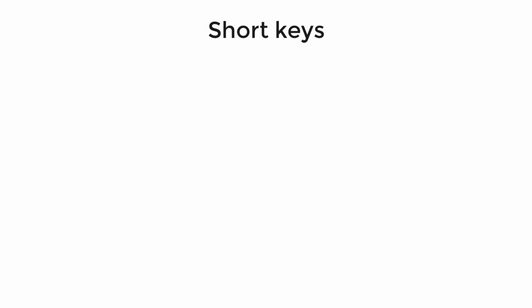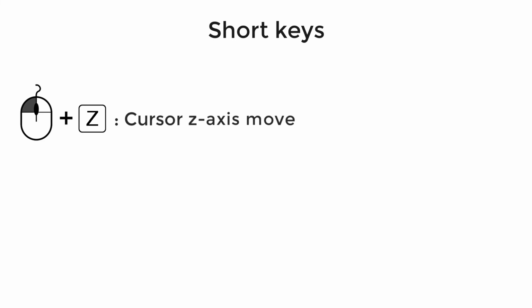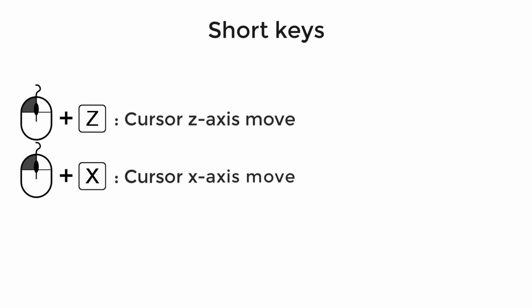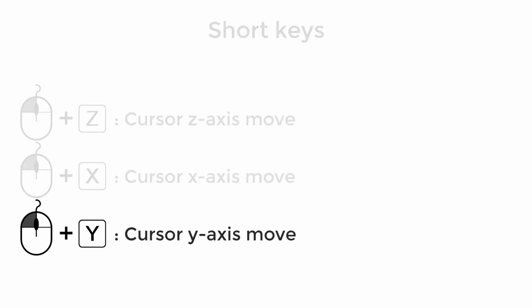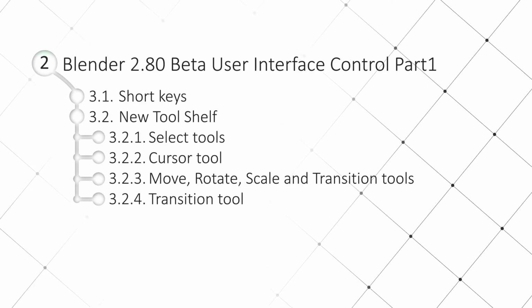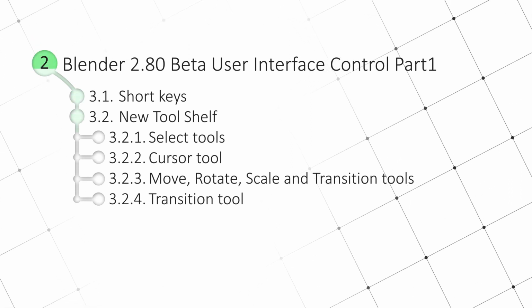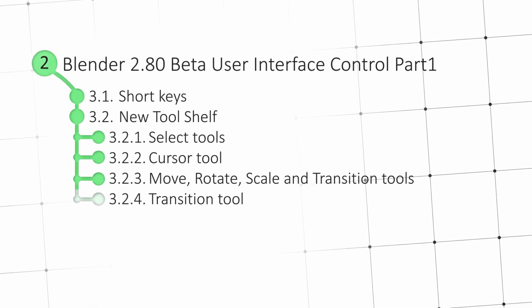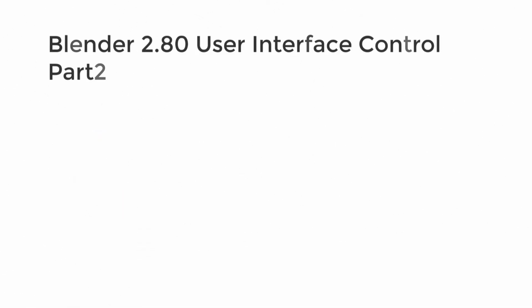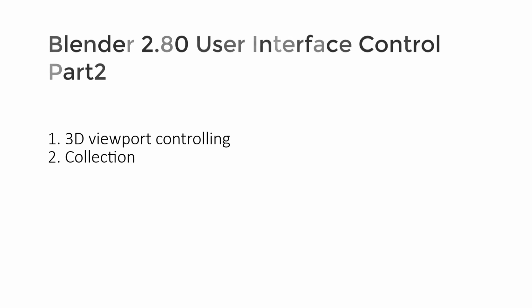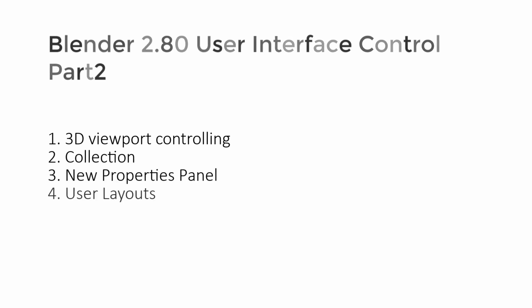On the cursor tool, holding left click with Z, cursor Z axis move. Holding left click with X, cursor X axis move. Holding left click with Y, cursor Y axis move. Now we have totally learned about the new tool shelves, select, cursor, move, rotate, scale and transform tools. In the next part of this video, we will talk about 3D viewport controlling, collections, the new properties panel, and user layouts.